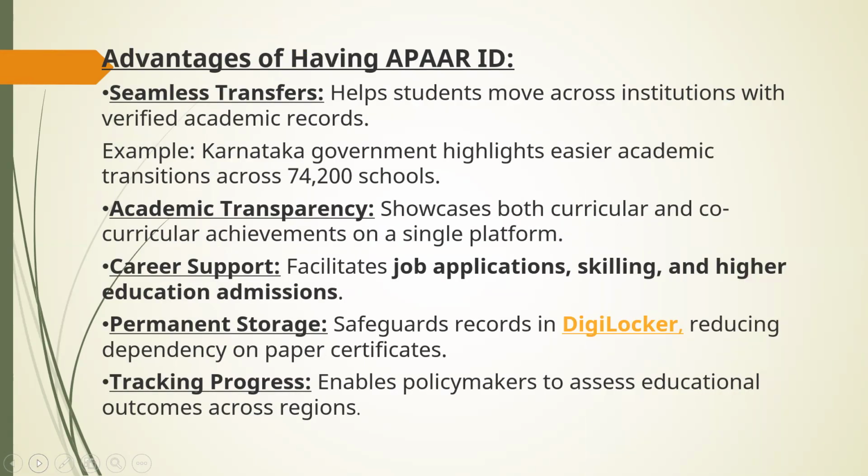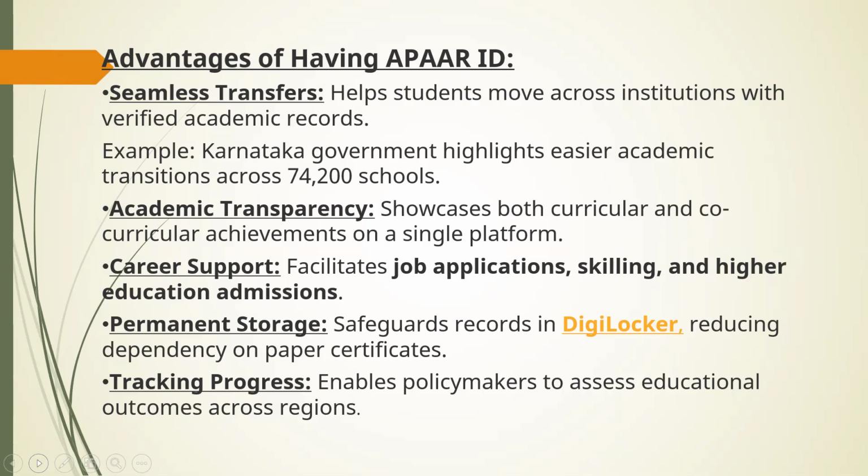Advantages of having an APAAR ID: seamless transfer, academic transparency, career support, permanent storage, tracking progress. It helps the student to move across institutions with verified academic records. For example, the Karnataka government highlights easier academic transition across 74,200 schools. It has academic transparency: it showcases both curricular and co-curricular achievements on a single platform. It supports careers: it facilitates job applications, skilling, and higher education admissions.